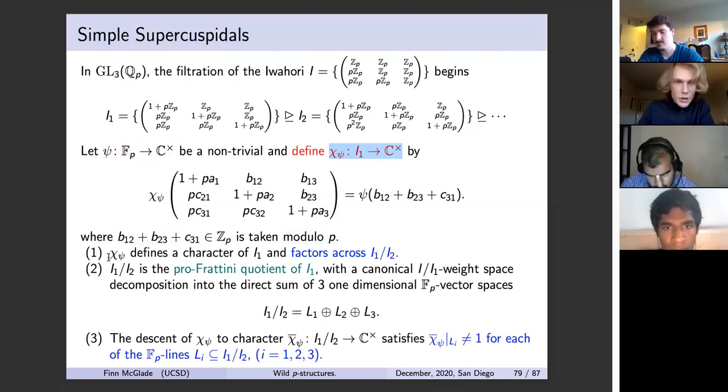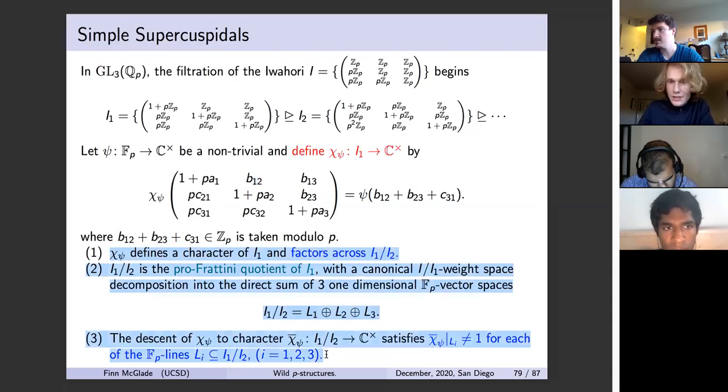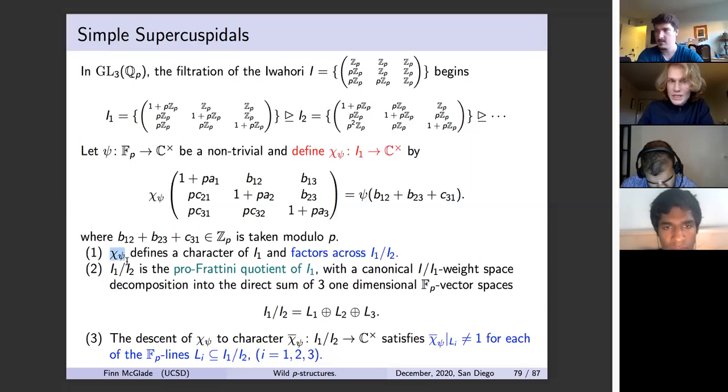Okay, and so I have some comments here, which are meant to give you some way of thinking about this. I think they're rather technical, so I might skip this. What I will say here is that this chi psi thing, the way I've defined it, is actually trivial on the next piece of the filtration. So this subgroup I2 is contained in I1.